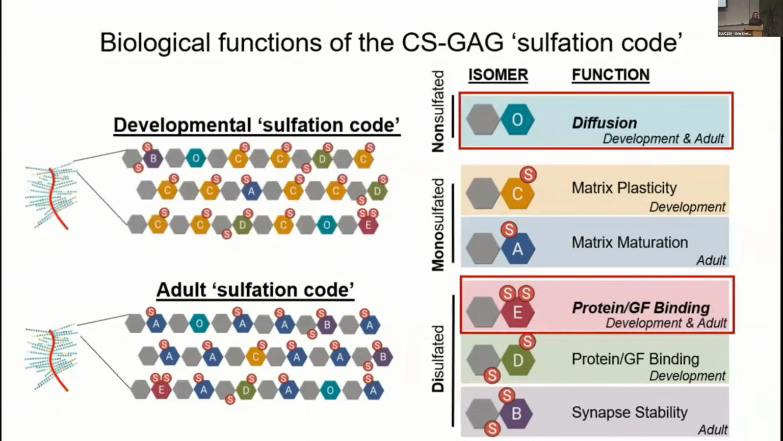And then in both developmental stages, you can have isomers that play a functional role, including the non-sulfated isomer for diffusion of positively charged peptides, and also the E isomer, which has a role in negative neurite extension and development, but also stabilizes matrices in the adult.